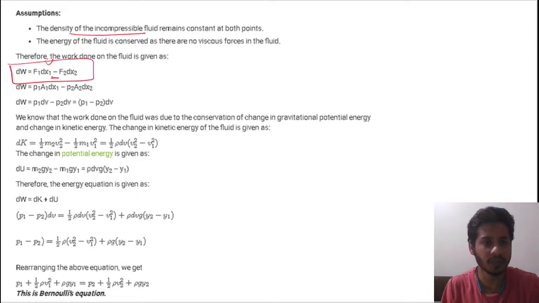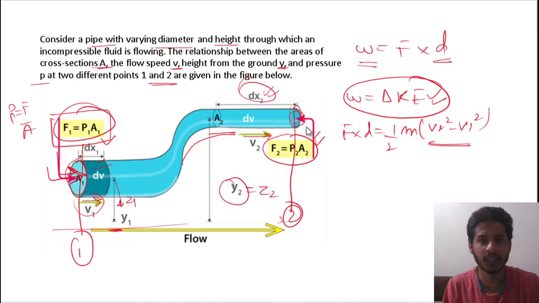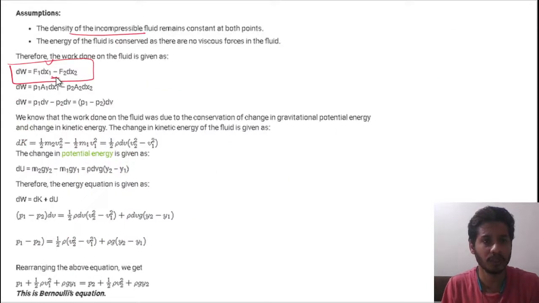This is a minus sign because force F1 is acting in this direction and F2 is acting in the opposite direction, so the sign is minus. Work done: force is pressure times area, since pressure is force upon area. We put the value of force as P1 A1. Area into this dx is basically dV, the change in volume, so we get (P1 minus P2) into dV.